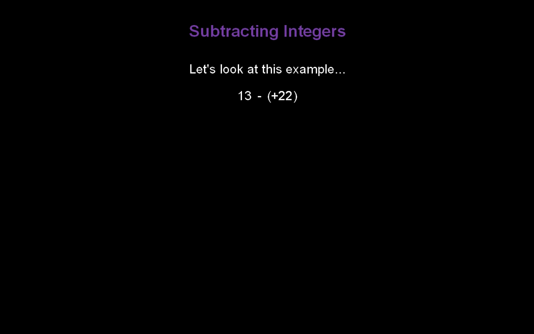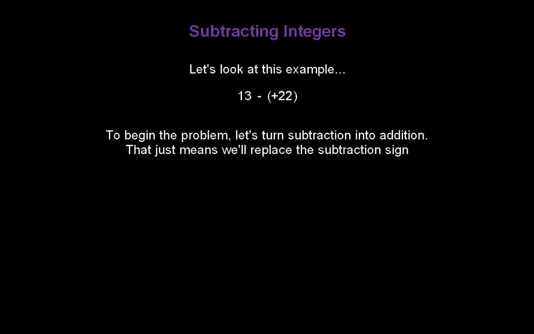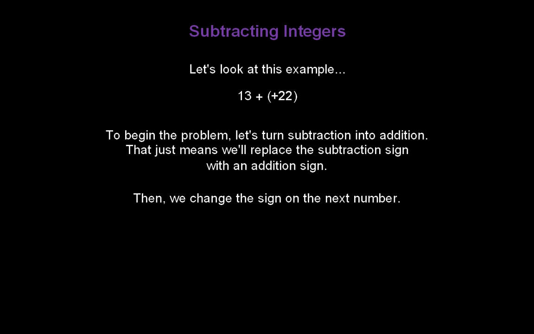Let's look at this example: 13 minus a positive 22. To begin the problem, let's turn subtraction into addition. That just means we'll replace the subtraction sign with an addition sign. Then we change the sign on the next number. So positive 22 will become negative 22.